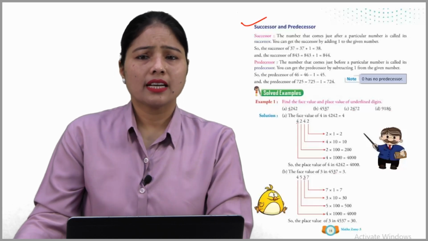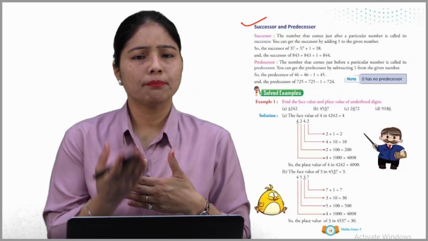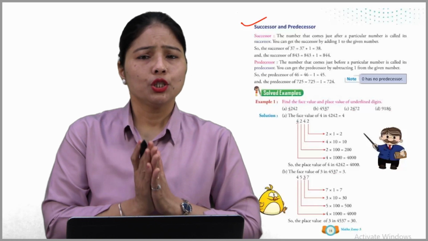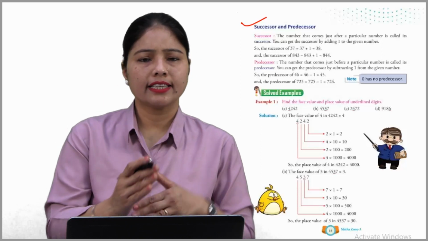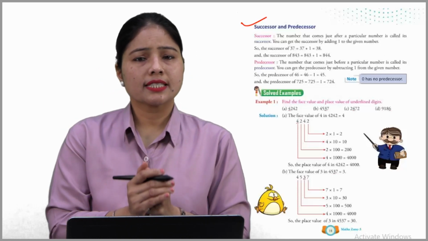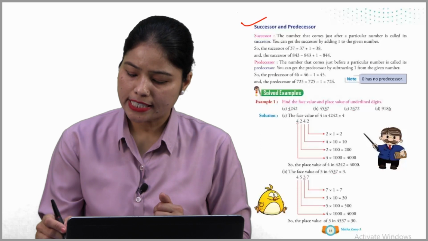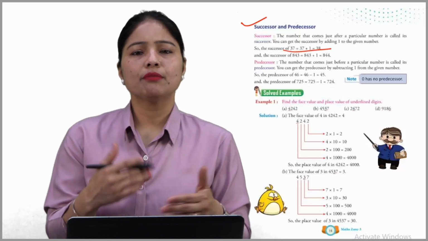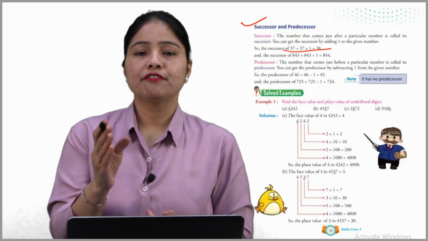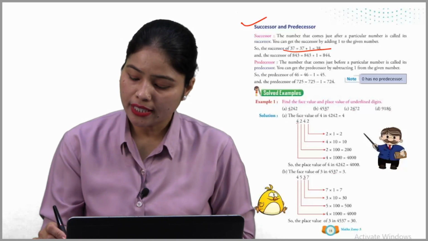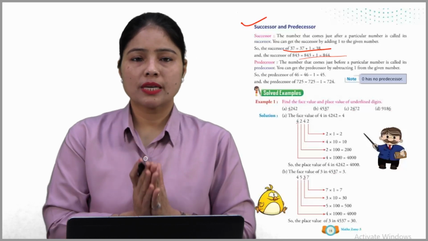Successor: the number that comes just after a particular number is called its successor. जो एक particular number के बाद में आता है वो उसका successor कहलाता है. You can get the successor by adding 1 to the given number. So the successor of 37 is 37 plus 1, which is equal to 38. अगर 37 में 1 प्लस करोगे तब 38 आपको सक्सेसर मिल जाएगा. And the successor of 843 is 843 plus 1, which is equal to 844. Okay, so this is the concept of successors.